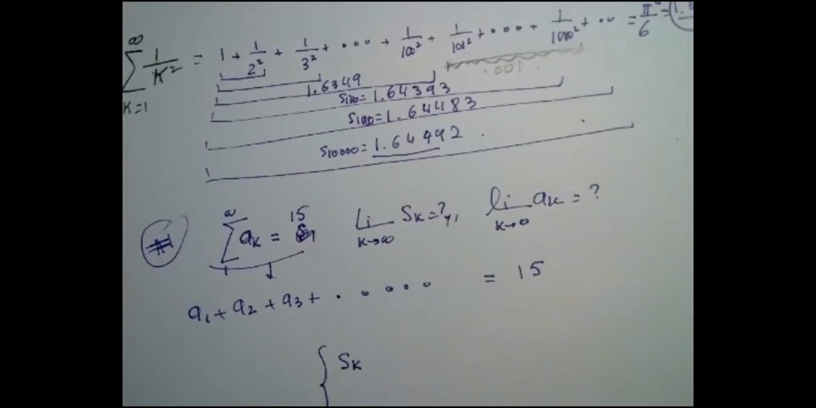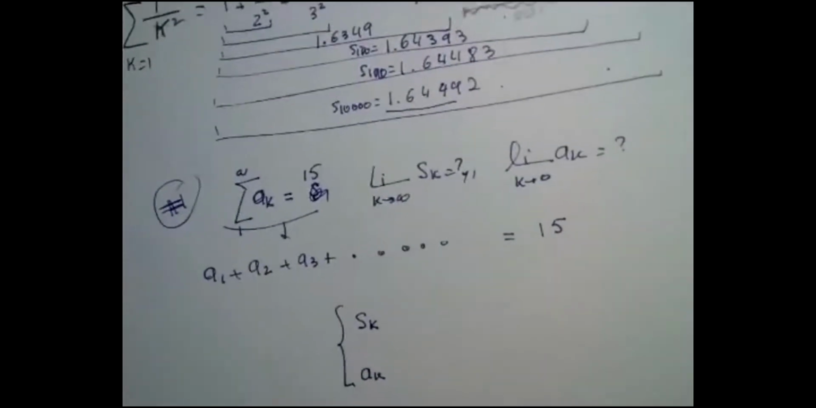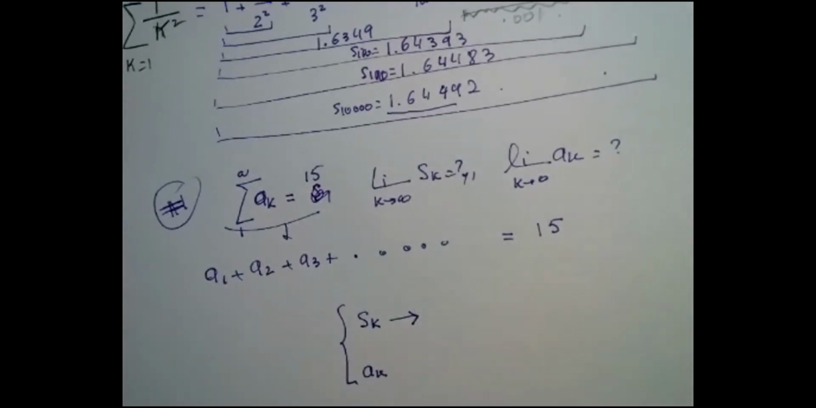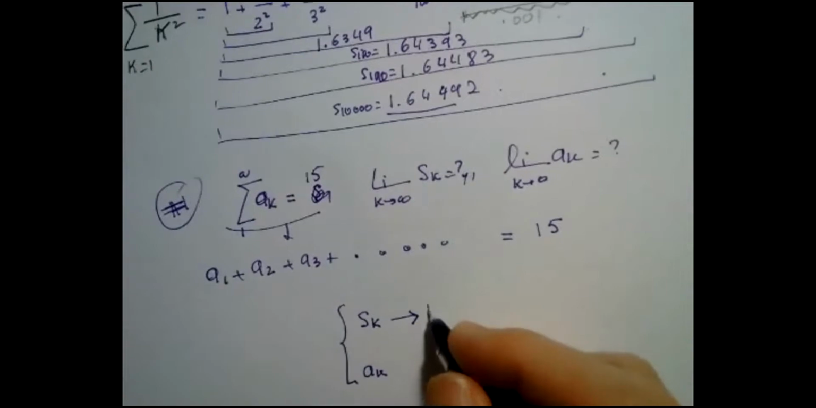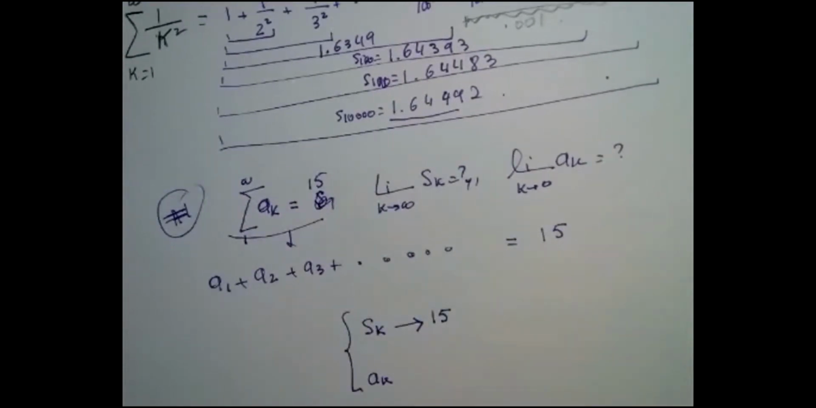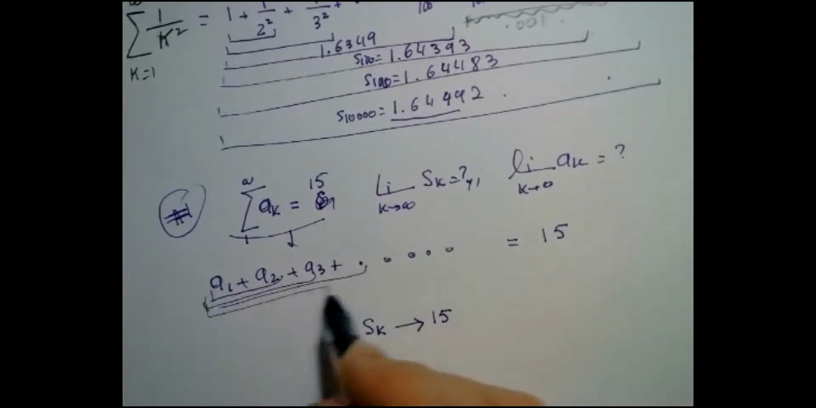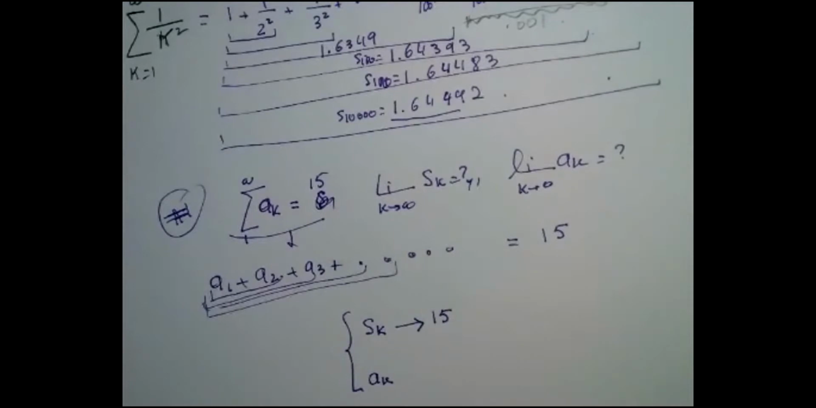Okay, back to you. If this is 15, it means the partial sums are going to become close to what? 15. Anybody like to answer? The partial sums themselves are getting close to 15. That's really what it means. When you are adding those, it's those sums which are becoming close to 15, not the a_k. It's the sum of the terms.